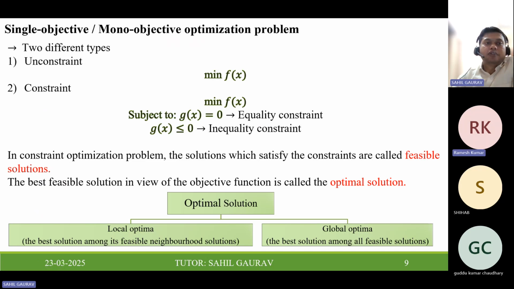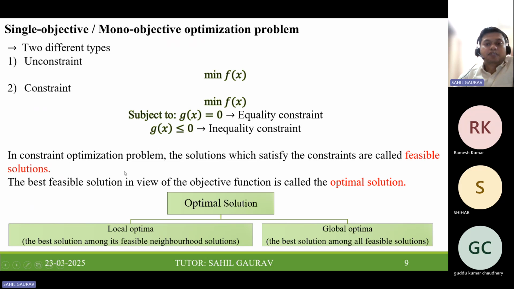Now for single objective, which you also call a mono objective optimization problem, there are two different types of optimization problem. One is the unconstrained optimization problem, the other one is the constrained optimization problem. In the unconstrained optimization problem, you just have to define minimize f(x) and there is no constraint on the variables. In the constrained optimization problem, you have a function that you need to minimize or maximize, subject to g(x) equal to 0. If there is an equality sign, we call this an equality constraint, or if some function g(x) is less than or equal to 0 or greater than or equal to 0, then we call that an inequality constraint.